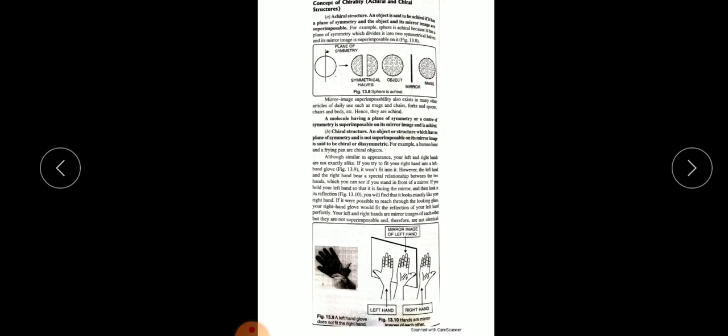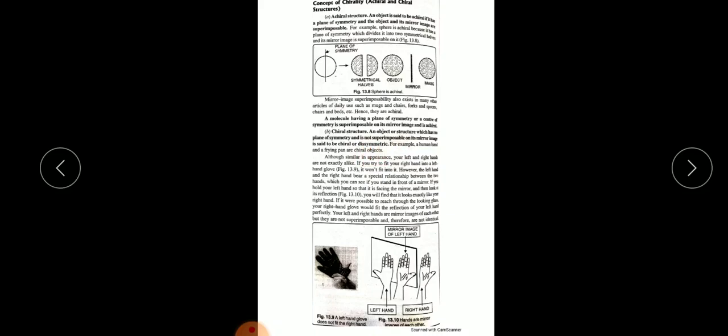So a molecule having a plane of symmetry or a center of symmetry, which is superimposable on its mirror image, is said to be achiral. And a chiral molecule means just the opposite. An object or a structure which is not superimposable on its mirror image is said to be chiral or dissymmetric, or we call it asymmetric.